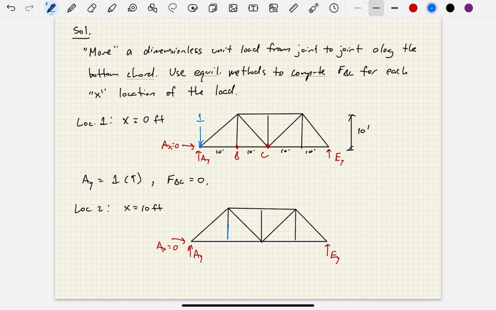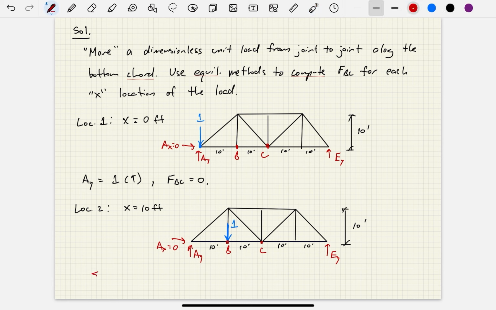Now the unit load is at joint B. And remember, this is joint B here. This is joint C, that member that we're interested in. For the sake of correctness and completeness, I'm sketching my dimensions on here just to remind myself of what these measurements are. Here, we're ultimately going to use method of sections and get the force in BC. But to do that, we first need these external reactions. We know AX is 0, no problem. We need AY first to get that ball rolling.